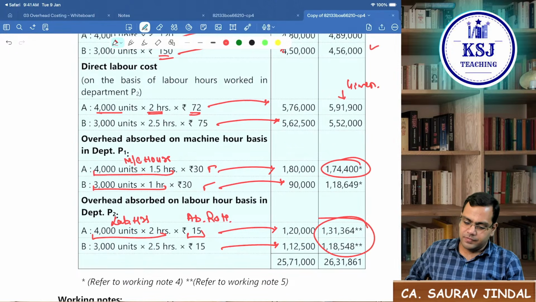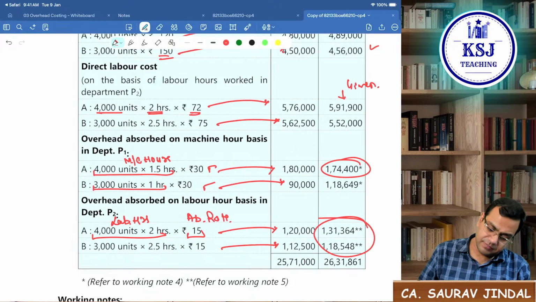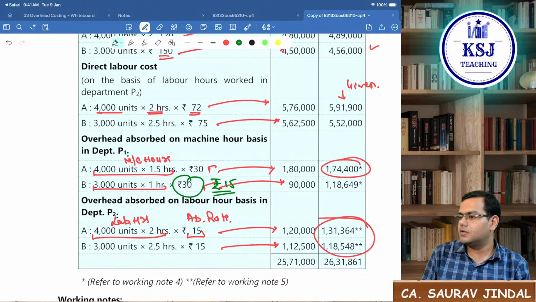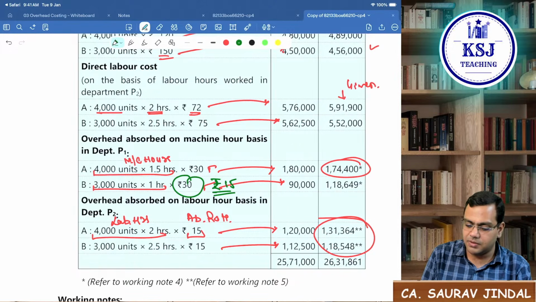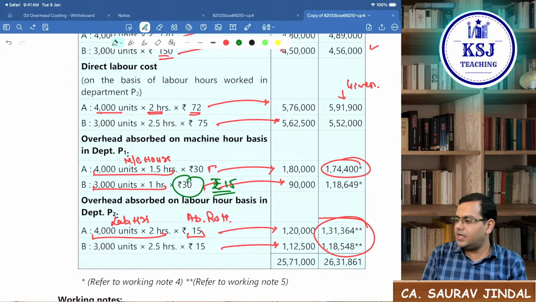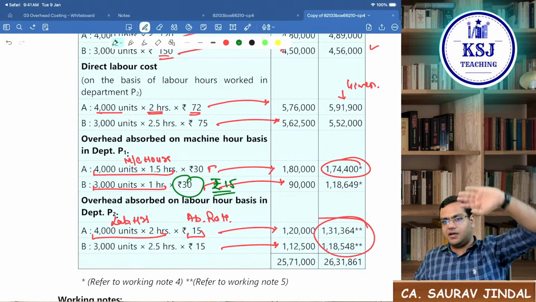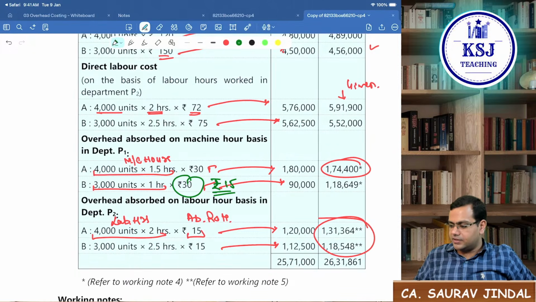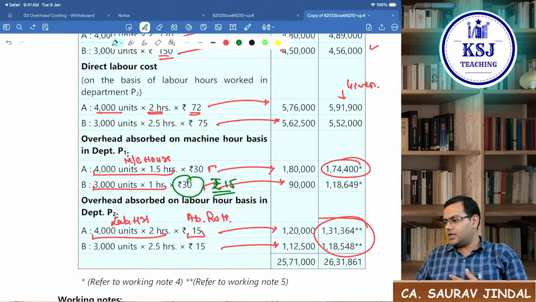Vedant, do you want to ask, if I'm not wrong, you're asking here why we are not taking rupees 15 here. That's what you want to ask. Okay, got it. I think that was the problem. Machine hours and labor hours, that means you thought for A 30 and for B 50 it should be 15. Right, that's what it is. I think I got your question right.